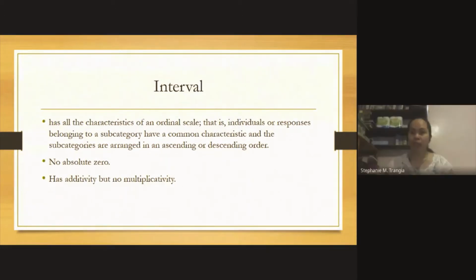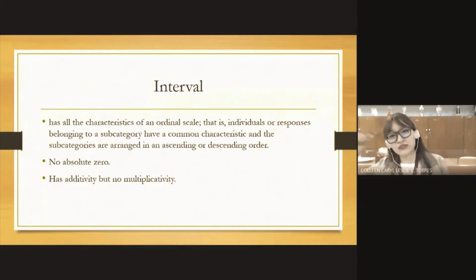You cannot say that a person with an IQ of 80 is twice as intelligent as a person with an IQ of 40. You cannot do that in an interval scale, because it has no multiplicativity. But you can say 40 IQ plus 40 IQ equals 80 IQ. That's okay because that's additivity. But when you say Ma'am Colleen is twice as smart, that cannot be said.